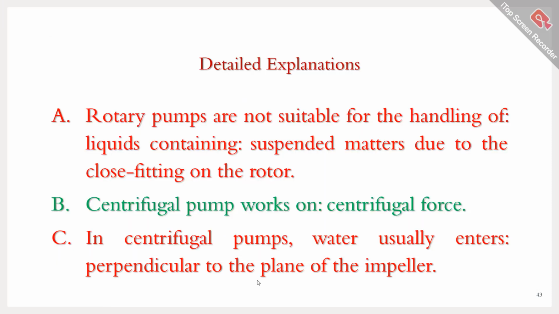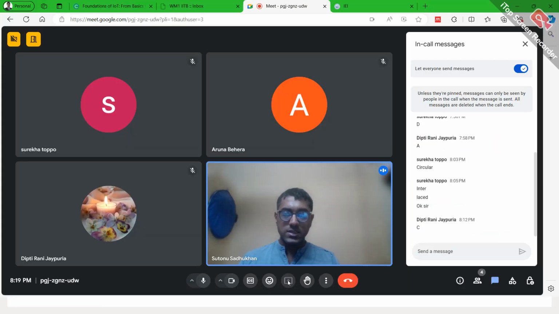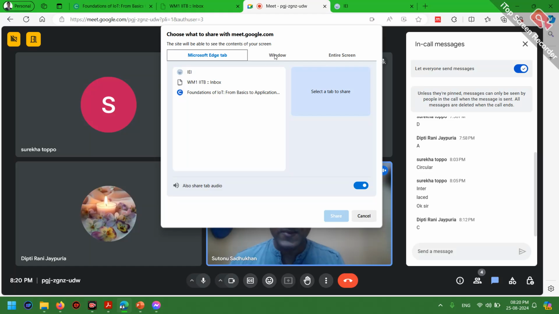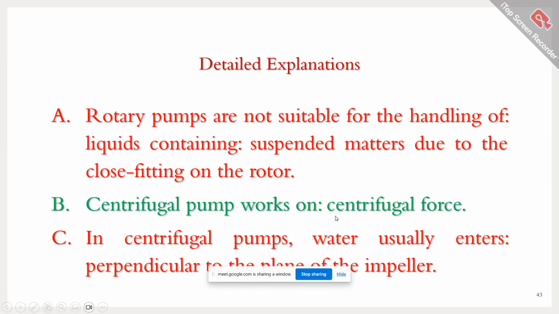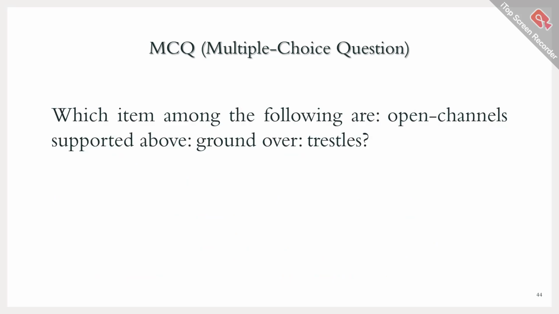So hope it is clear to you. Now we will resume. I'll reshare my screen. Hope the screen was visible. I didn't look whether it was visible or not. So I think it is now clear. If still there is any doubt, you can ask. So option B is correct in this case. Now we'll move on to our next MCQ.